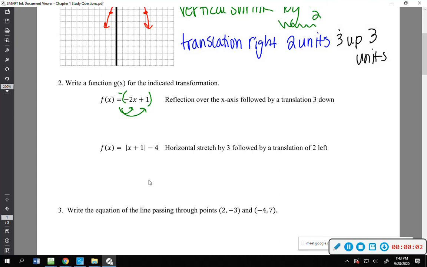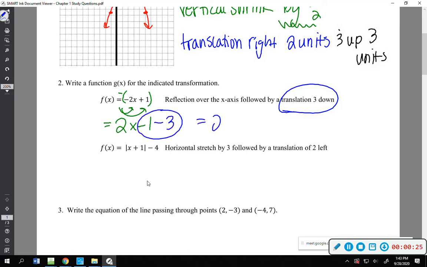Okay, so you're going to distribute the negative, so that gives us 2x minus 1. Now we can apply our next transformation, which is a translation 3 down. So that means I'm going to subtract 3 from the whole function, which I just think of as doing it on the outside, right? Just minus 3. So now let's combine like terms, and that equals 2x minus 4. And there's my new function g of x.